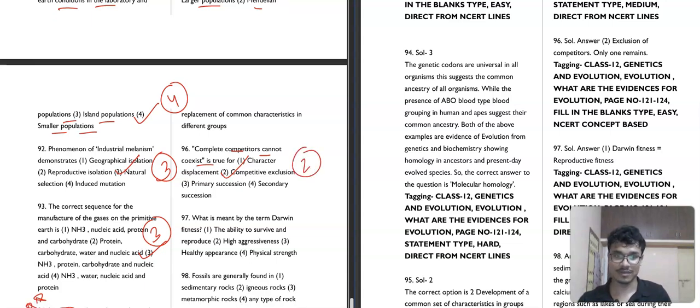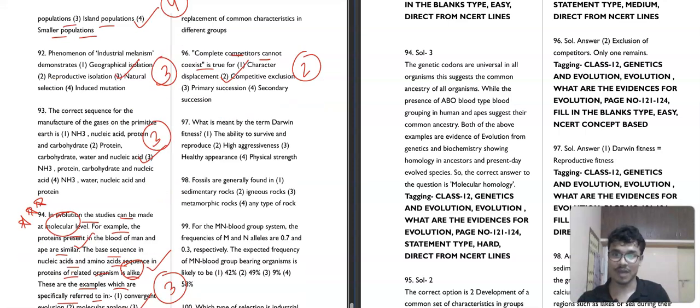Then question number 97. What is meant by the term Darwin fitness? That is the reproductive fitness. It is saying the ability to survive and reproduce. High aggressiveness is not fitness, this is anger. Healthy appearance is a very good thing, but it's not fitness. You can look healthy, but inside you can be weak, like all those people who take steroids, they look very muscular, but they are not actually healthy. Physical strength can be good for some time, but if you are not able to reproduce, there is no place for Darwin. So the main fitness is the reproductive fitness. The first option is the correct answer.